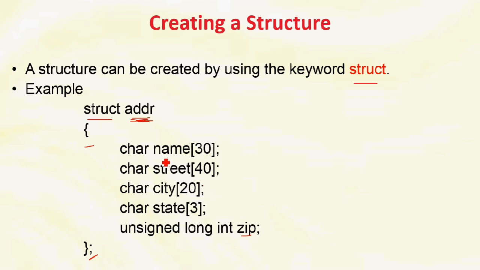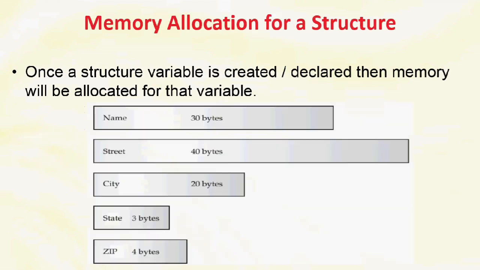So name is a character type. Character means 1 byte. It's an array of 30, so totally 30 bytes will be allocated for name. And then for street 40 bytes, city 20 bytes, state 3 bytes. Finally we used unsigned long integer. Normal integer means 2 bytes, long means 4 bytes. So for zip code or postal code, 4 bytes of memory will be allocated. So total memory is 30 plus 40, 70, 90, 93, 97. So 97 bytes of memory will be allocated for the structure variable.